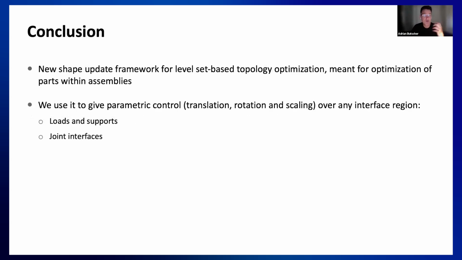So in conclusion, we've developed this new shape update framework for level set-based topology optimization. It is intended for optimization of parts within assemblies, and as I said, that will be our future work here. This is a proof of concept. But in this proof of concept, we're using it to give parametric control, translation, rotation, and scaling over these interface regions. And that control allows us to find both optimal interfaces as well as optimal free-form geometry.